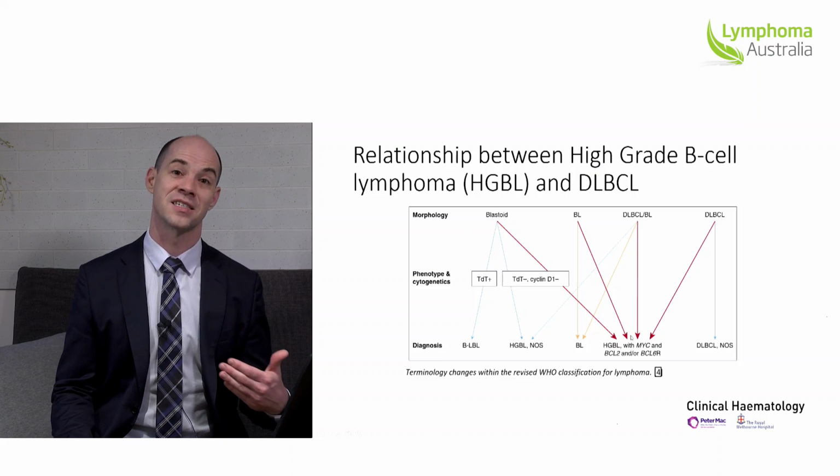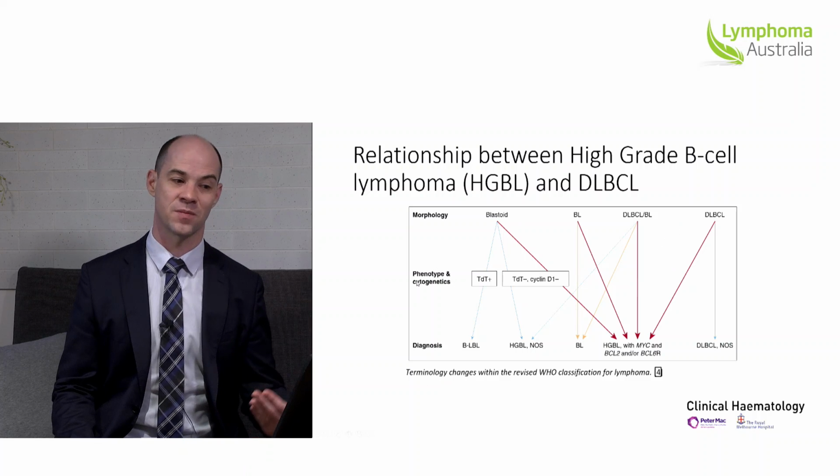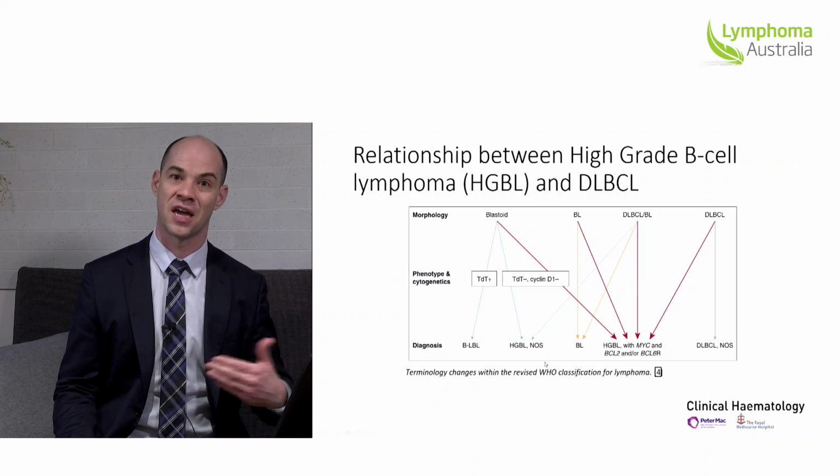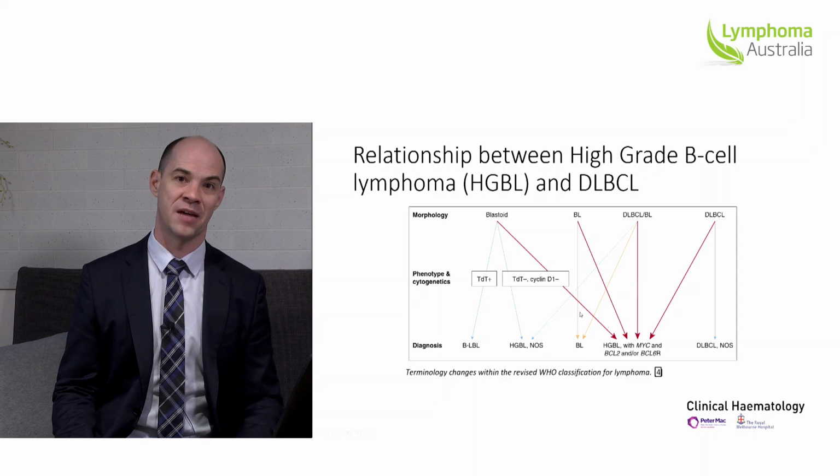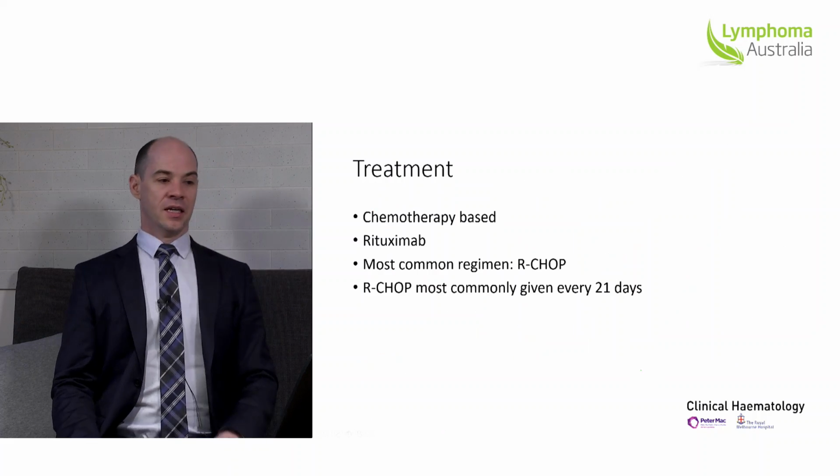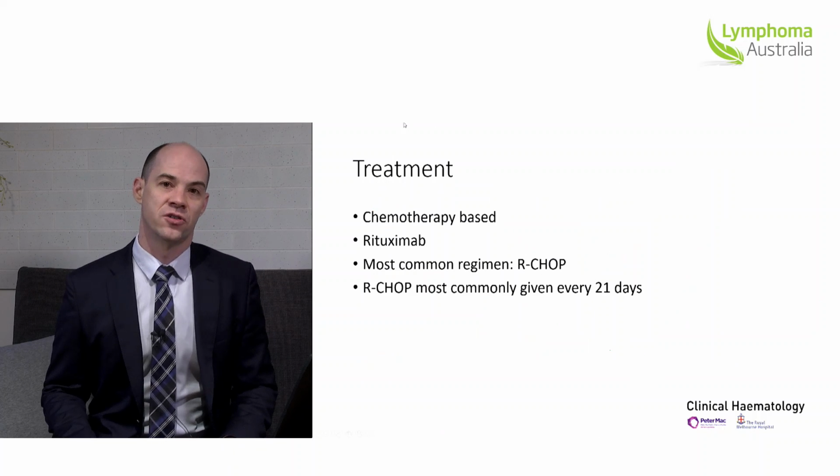And it's important to understand that that doesn't mean that the pathologist was wrong at the start. It just means that some of the genetic information came through and modified the label that was given to the lymphoma. So now over to treatment.